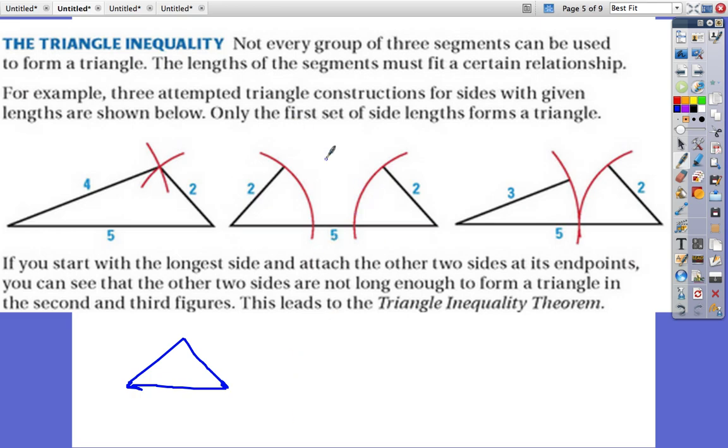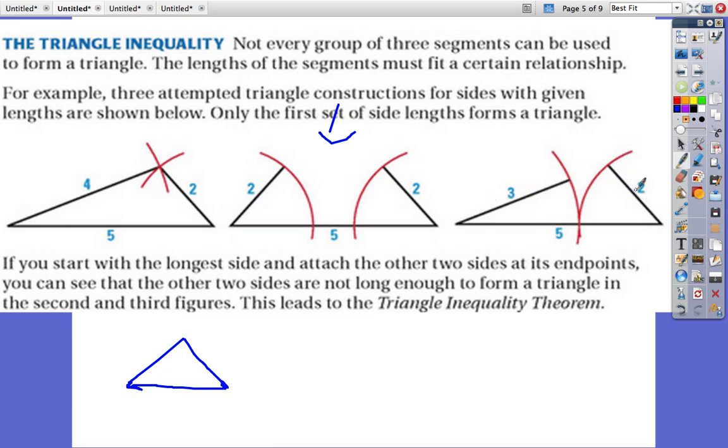So in this example, or this diagram, if you notice, this side measures 2 units, the bottom measures 5 units, and this side measures 2 units. These 2 sides will never connect. They're not long enough. It is too short, so this will not form a triangle. In this case, the bottom length is 5, one segment is 3, the other one is 2.